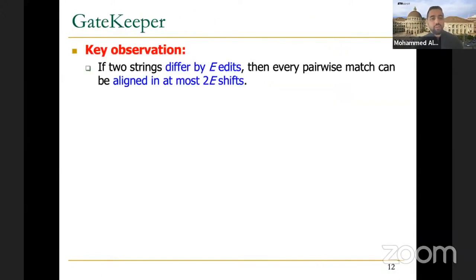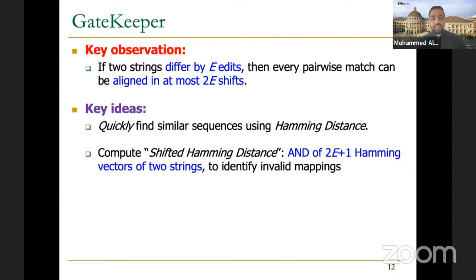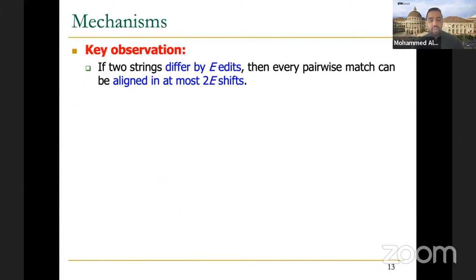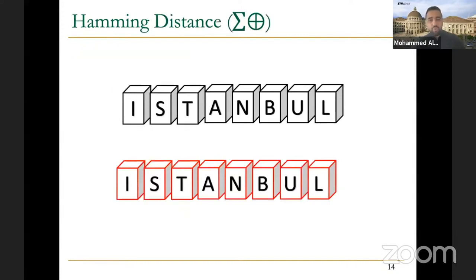Okay, so let's see the algorithm behind GateKeeper. The key observation: if two strings differ by E edits, then every pairwise match can be aligned in at most 2E shifts. And there's a nice example so you can understand this in more detail. The key idea, as we said, is applying Hamming distance first, and only if it is not accepted, then applying shifted Hamming distance. And we use bit-parallel operations, such as SIMD, FPGA, 3D-stacked memory, and Ambit.